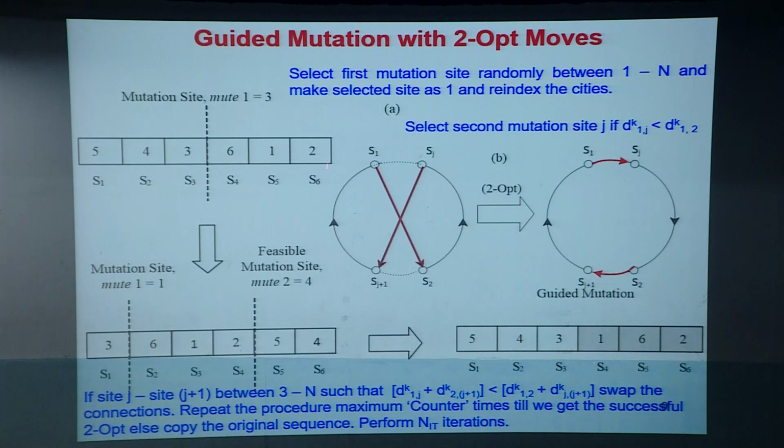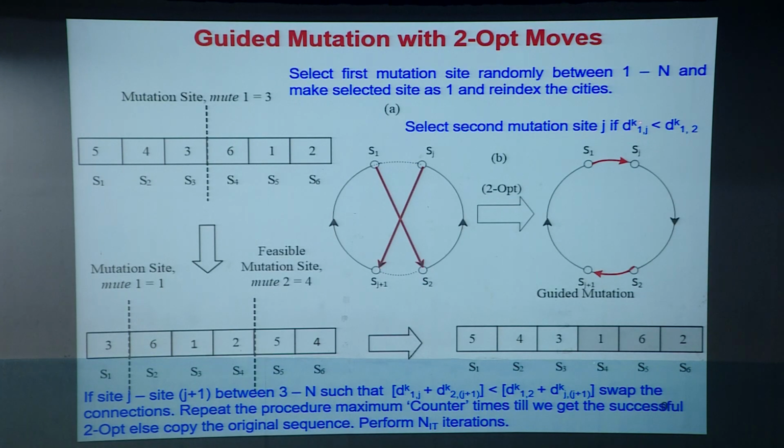In order to break this particular connection, we need to find out the alternate connection. That's what happens in the 2-op. In the 2-op, there are 2 exchanges, isn't that why it is called 2-op? So there are 2 exchanges performed. We are identifying the second mutation site Sj, and the connection Sj to Sj plus 1, by comparing this particular distance. So the first site is identified randomly, whereas the second site is identified by looking at the distance.